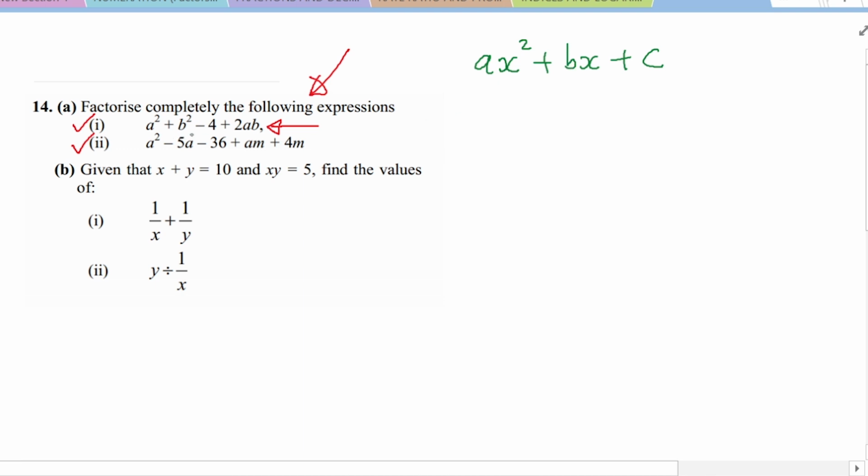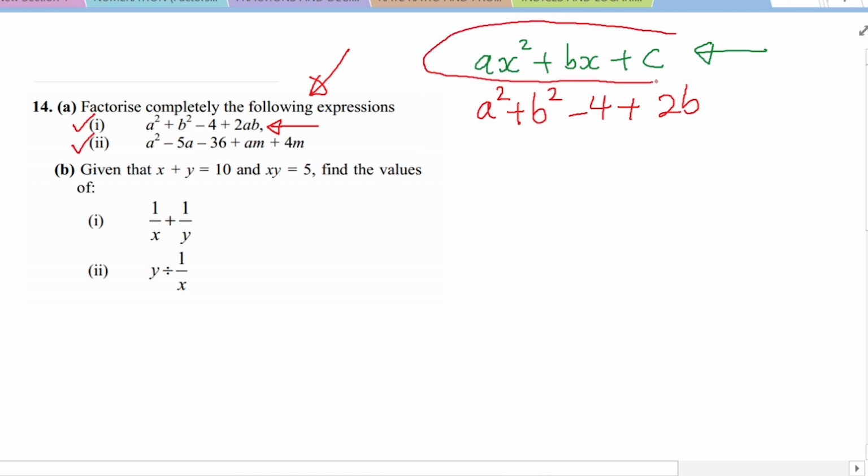So here we have a squared plus b squared minus 4 plus 2ab. Factorize this. So again, this is the general form of the quadratic expression. Now the expression we have here in the question is a squared plus b squared minus 4 plus 2ab. So what I'm going to do is rearrange it so that it looks like this. In this case, my value of x, as far as the general form is concerned, is going to be a. I'm going to make a my value of x.